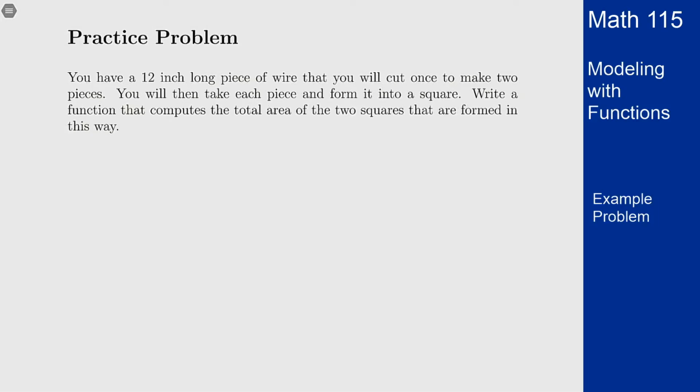In this example, we want to look at writing a function to model a certain physical problem. So the problem here is I have a 12-inch long piece of wire that I want to cut once to make two separate pieces. I'm then going to take each piece and wrap it into a square. I want to write a function that computes the total area of these squares that I get in this way.